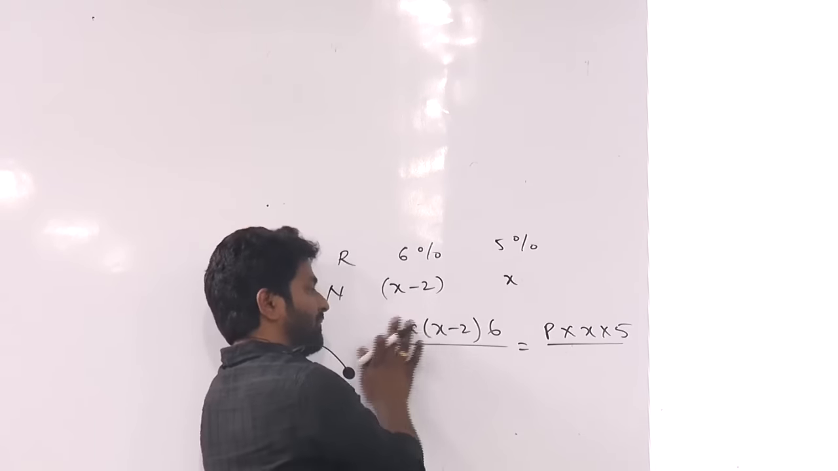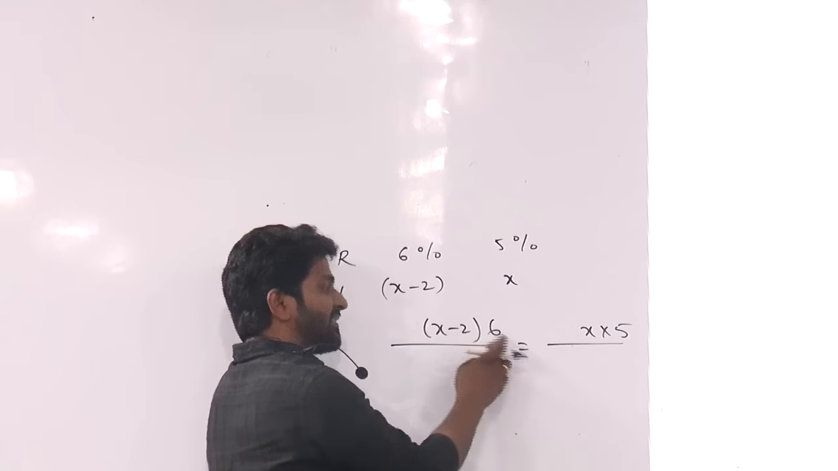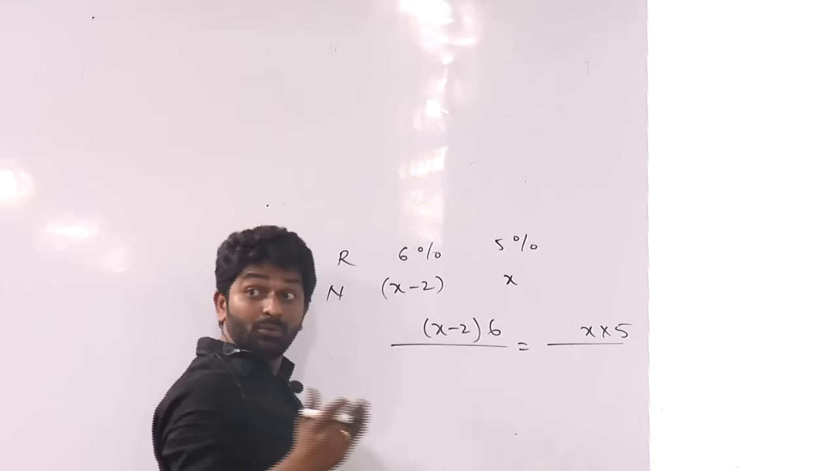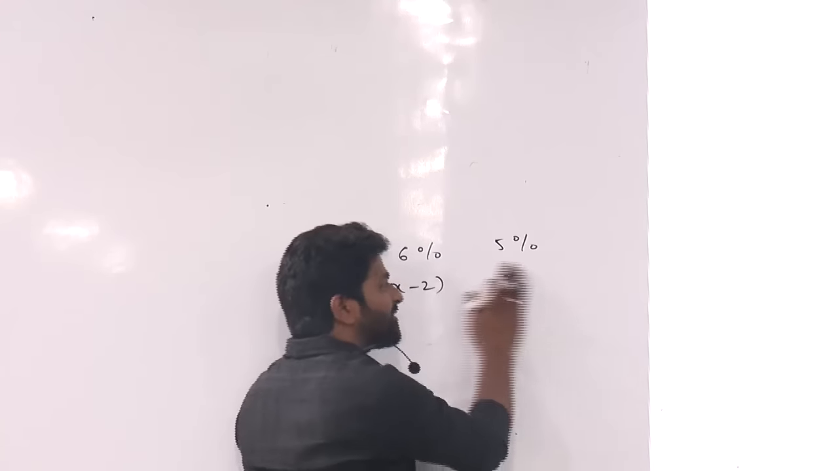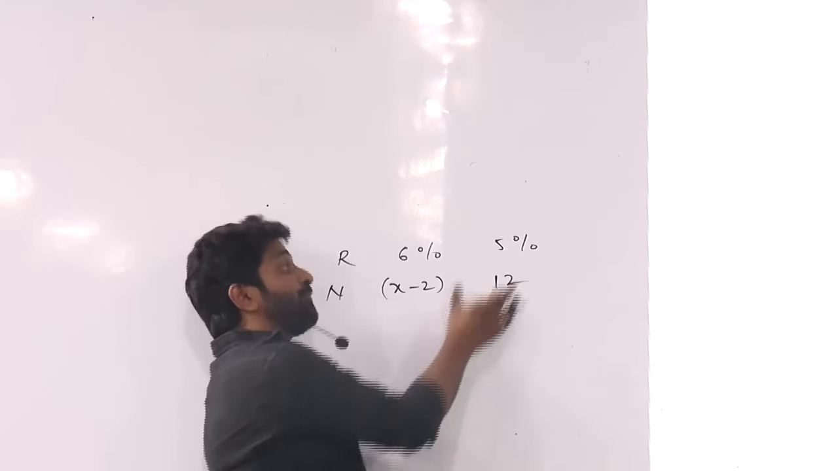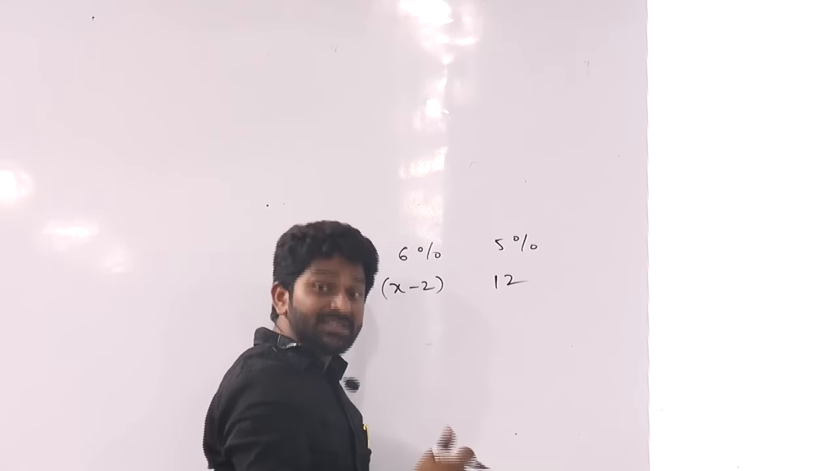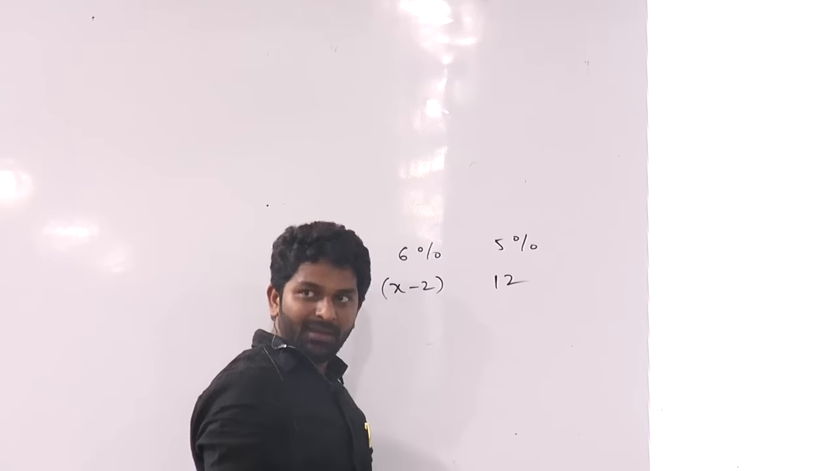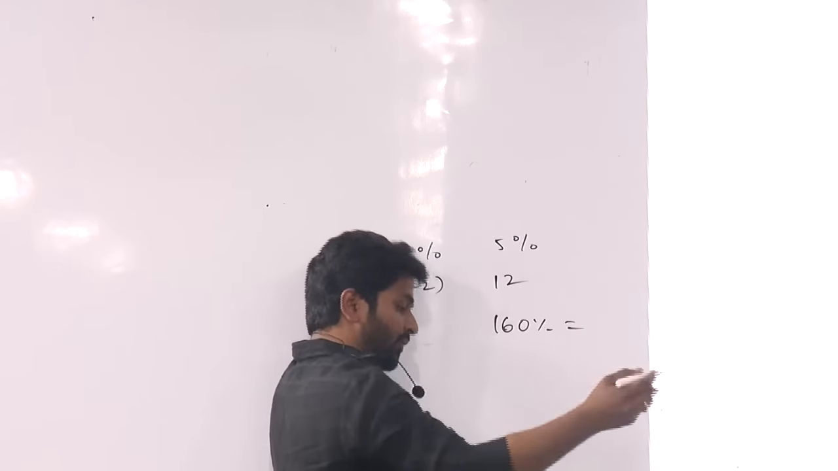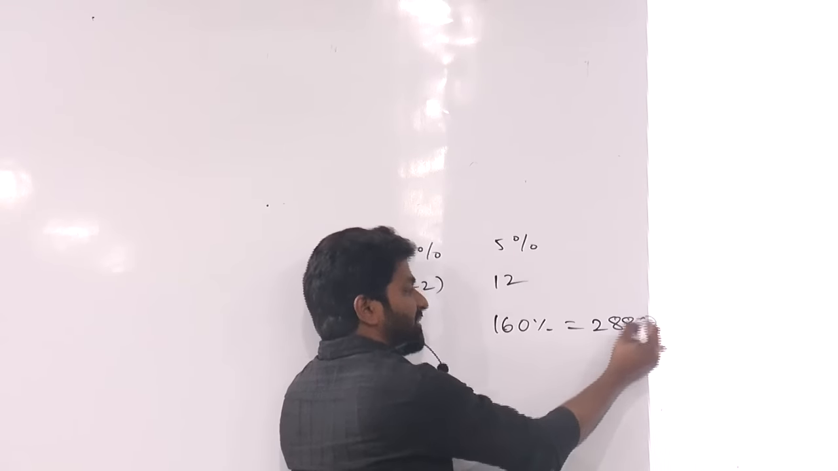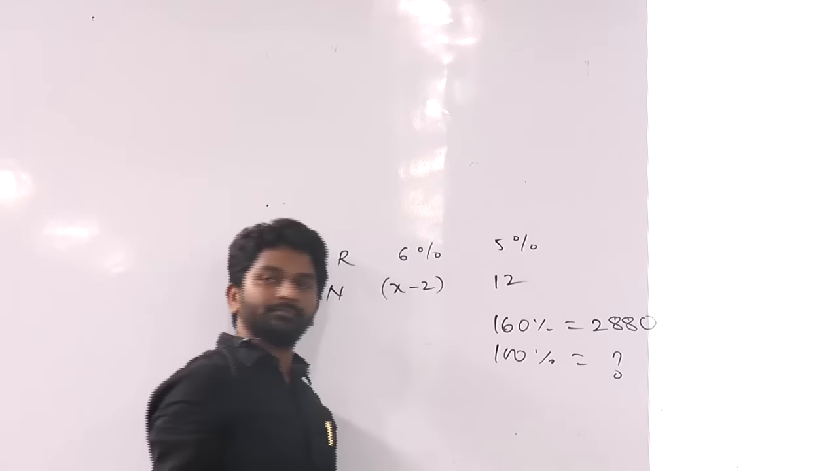Cancel, P and P cancel. This is 5x, 6x minus 12. x is equal to how much? 12. So x value is equal to 12. Simple interest obtained in 12 years at 5% per annum is 60%. Amount received will be 160%. So 160% is given as 2880. You're asked about principal. 100% is how much?